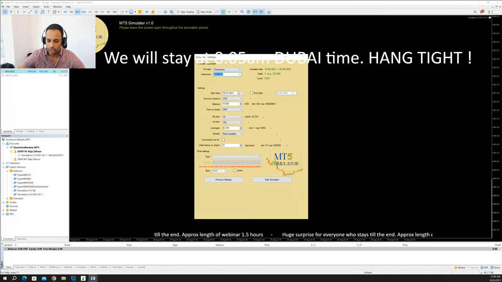What's the money we should start with? I think we should start with something realistic, right? Something like maybe 5,000. 5,000 is going to be good. We're going to start with 5,000, New York close, and we're looking at a fixed spread of around 1.5. History on the chart, we're going to see around 300.